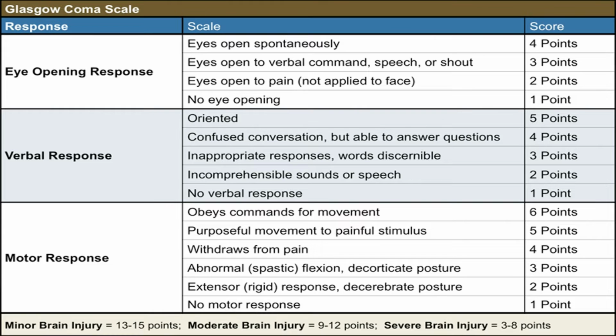The Glasgow Coma Scale can be a quick and efficient way of assessing the patient's level of consciousness. For example, a patient who has no motor response gets only one motor point, no verbal response, then another point under verbal response. And lastly, no eye opening under eye opening would give the patient a total of 3 points, which would be severe brain injury.